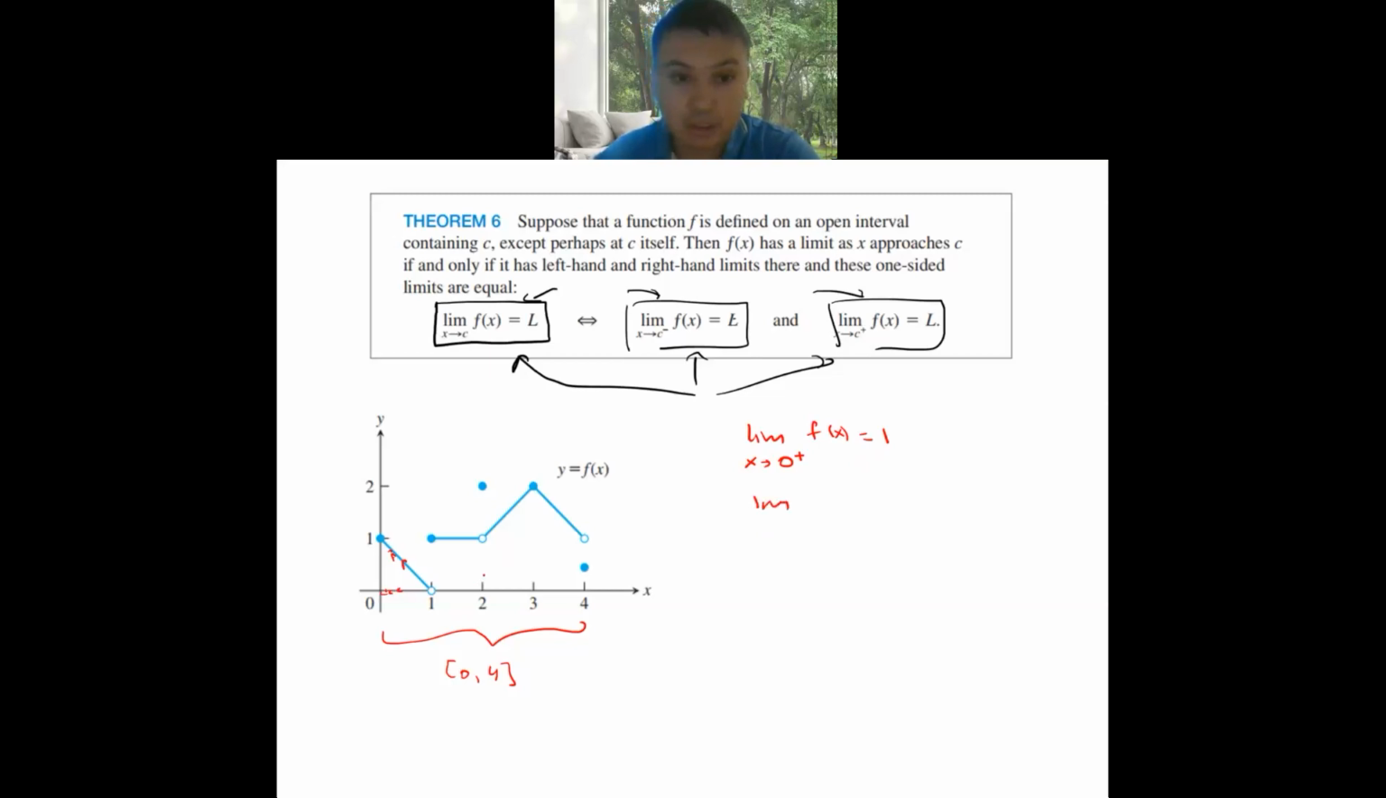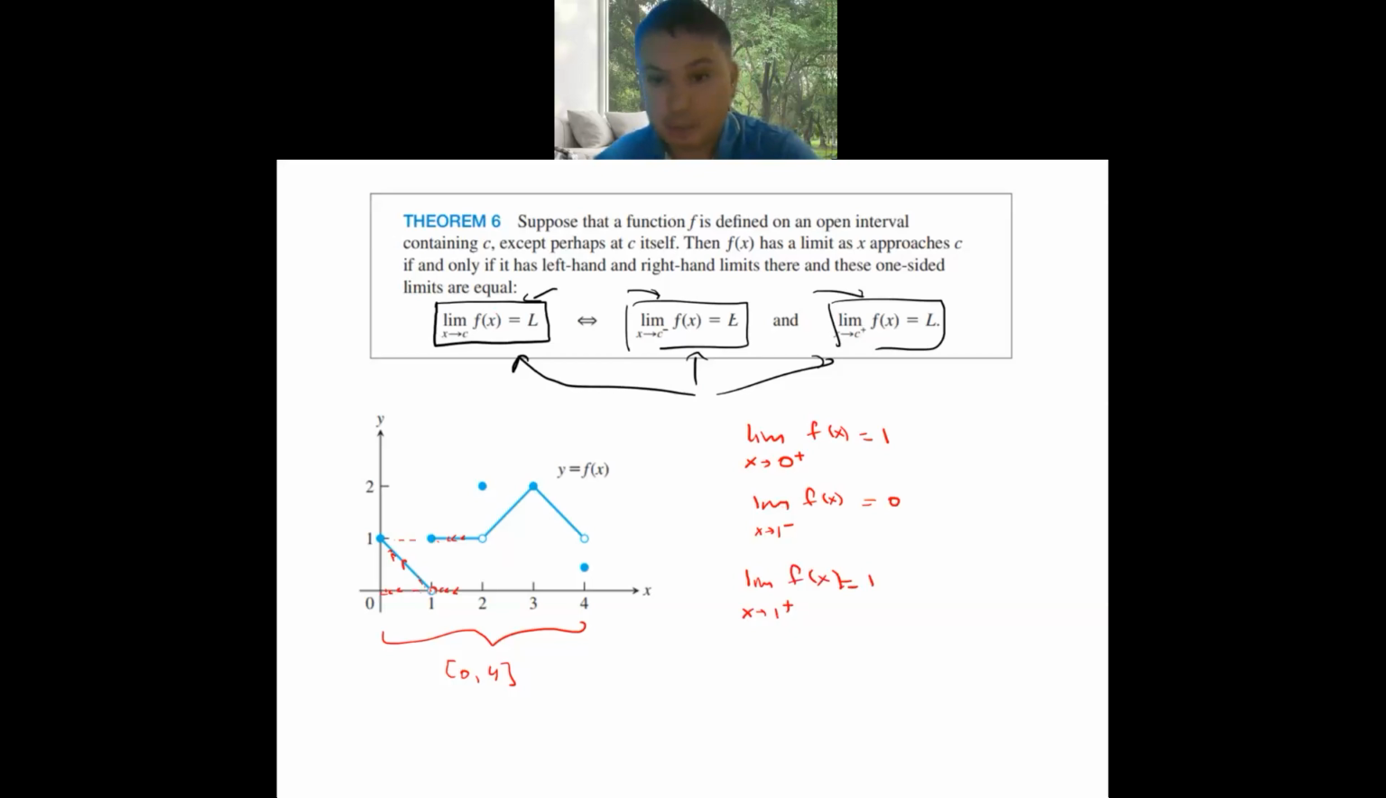Now let's approach another point, 1. x goes to 1, f of x. You see it has two different behaviors, so let's approach from the left. If I approach this point from the left, then my function is approaching 0. For function values, you need to look at y, so this is 0. Now if you approach 1 from the right, your function is moving here, so it's approaching 1.